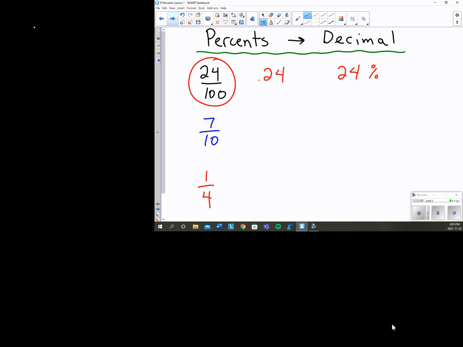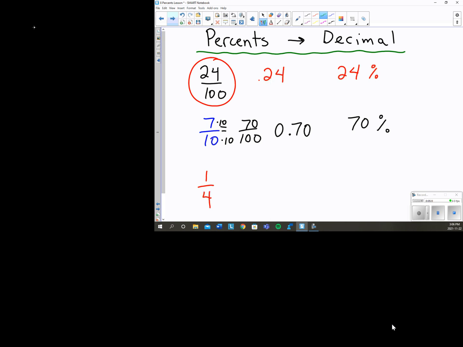If you've got 7/10 and you want to find the decimal, you're first going to have to turn it into 100ths. So to turn this into 100ths, you'd have to multiply this by 10 and multiply this by 10 and get 70 100ths. As soon as you have 70 100ths, you know that the decimal is 0.7 or 0.70 if you like, and the percentage is 70%.